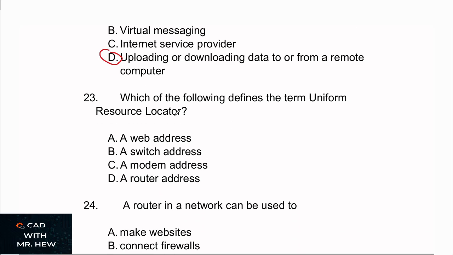Let's look at question 23. Which of the following terms define the term uniform resource locator? So we have A, web address, B, switch address, C, a modem address, D, a router address. The correct answer is A.